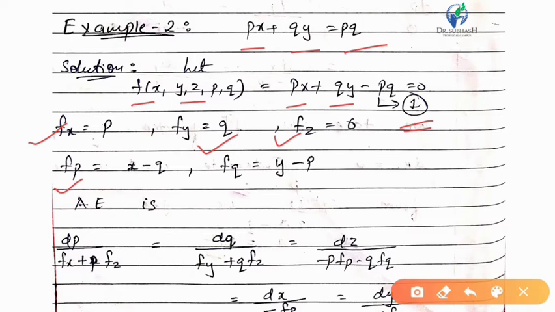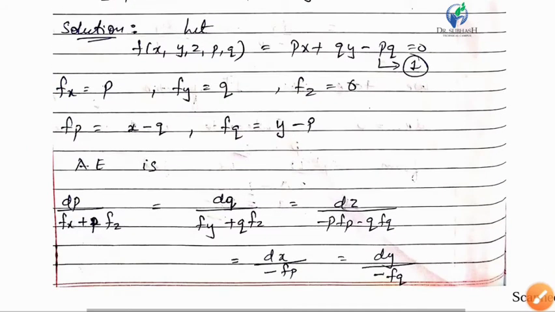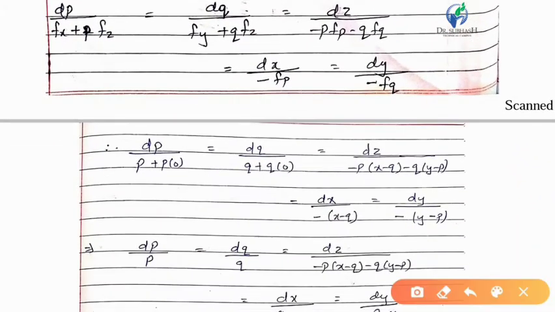For fp, see, the first term I differentiate with respect to p, I get x over here, and the last term I will get minus q. So x minus q is the derivative with respect to p from equation 1. Now again I find fq, differentiating equation 1 with respect to q. First term will be 0, second term will be y, and last term will be minus p. Now I will write the auxiliary equation. This is the Charpit auxiliary equation.